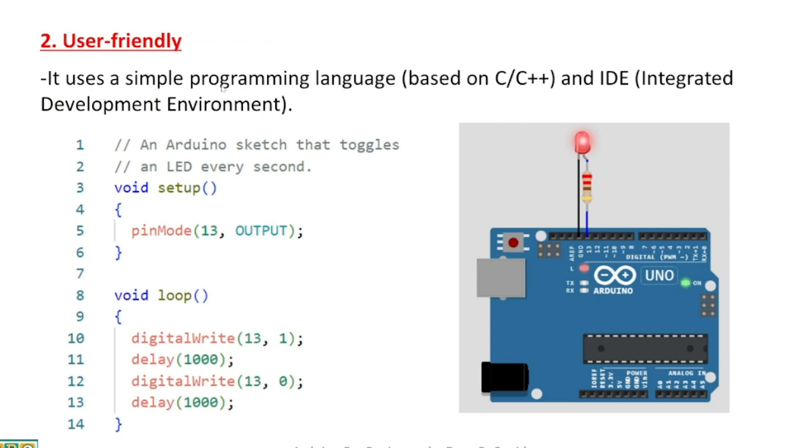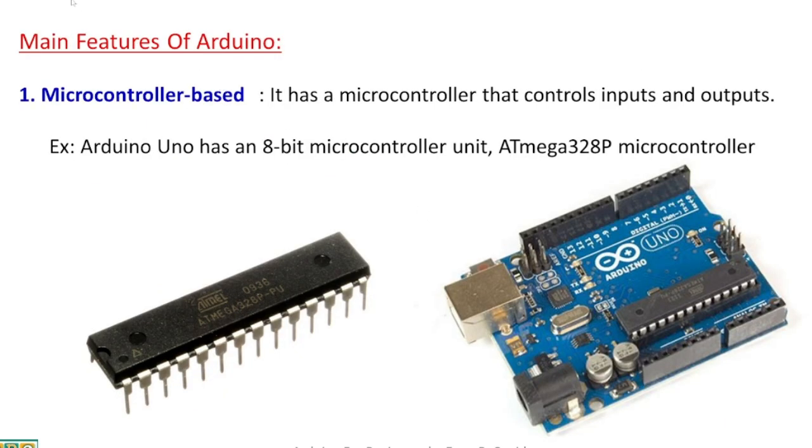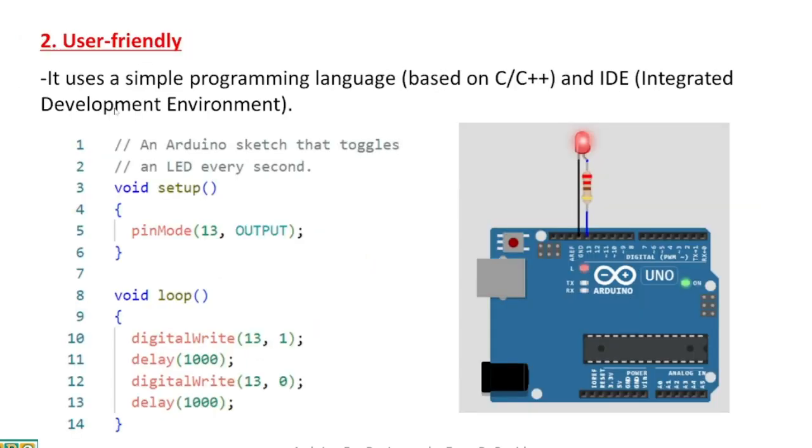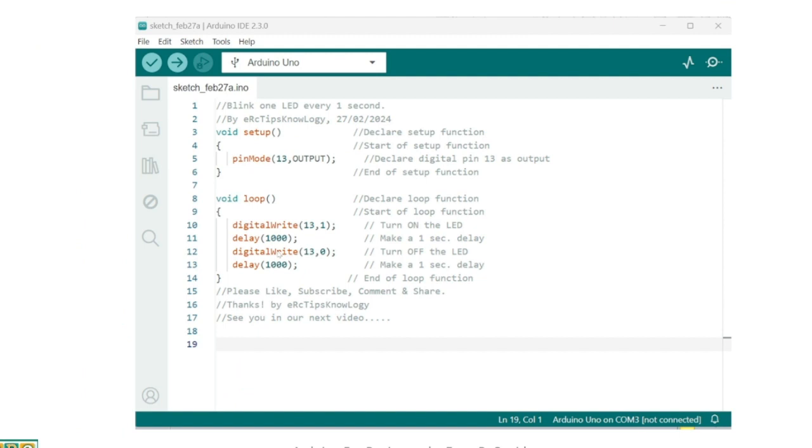Now, it is user-friendly. Why is it user-friendly? As you can see in the beginning, we are discussing the main features of Arduino. First, it has a microcontroller. Second, it is user-friendly because it uses a language similar to C or C++, and the integrated development environment is, as you can see, a simple program that will turn the LED on and off. So you will see here that it's not as difficult as other languages. And this is the integrated development environment of Arduino where you can create some programs.